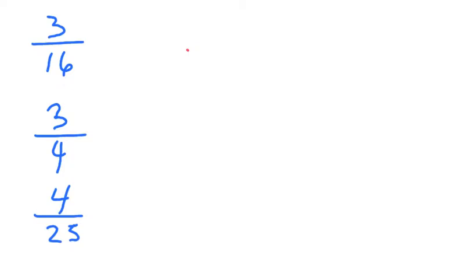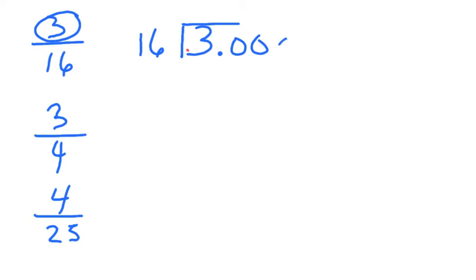3/16 is not a fraction decimal equivalent on my sheet. There's no shortcut. When there's no shortcut and there's no fraction decimal equivalent, you have to divide up, which means the top number goes in the box. The bottom number goes outside. You add a decimal and some zeros, however many, and keep going till it comes out. So 16 goes into 30 one time.